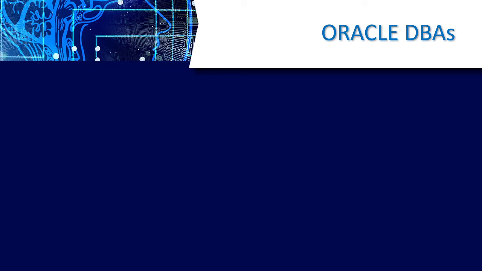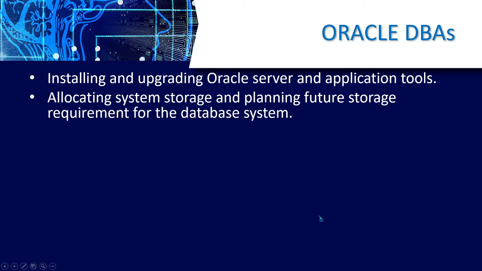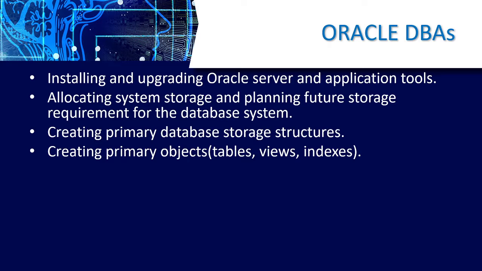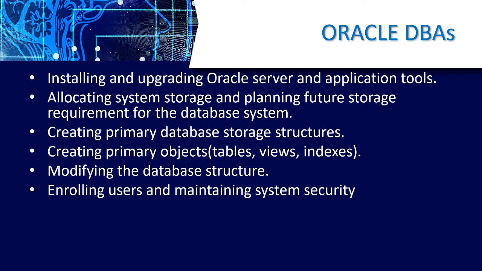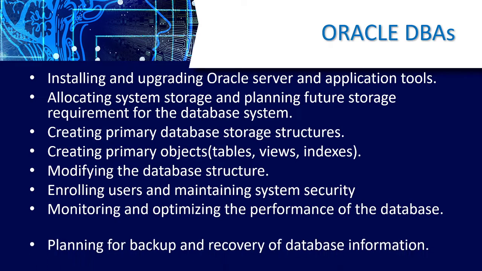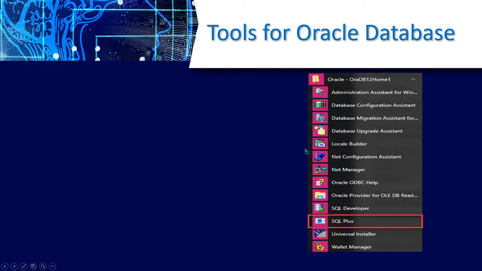So one of the major tasks for Oracle database system is database administration. It helps to install and operate the Oracle server and application tools, allocate system storage, and plan future storage requirements for the database system, create primary database structures, create primary objects like tables, views, indexes, modify the database structure, enroll users, and maintain system security, monitor and optimize the performance of the database, and plan for backup and recovery of the database information.